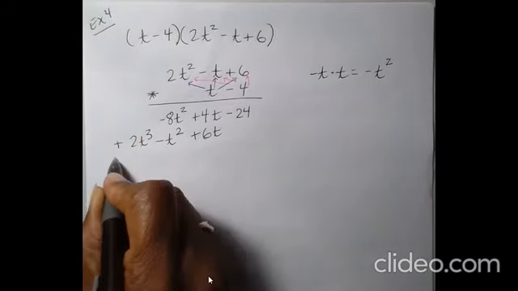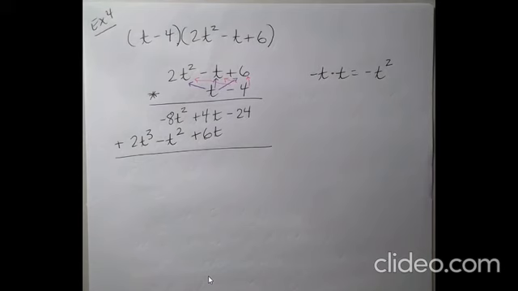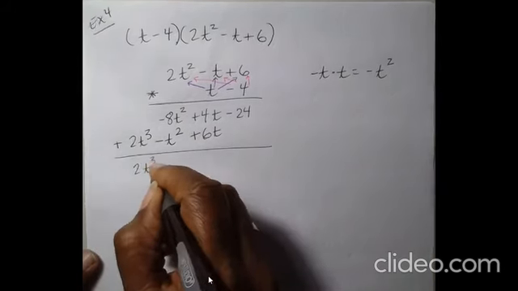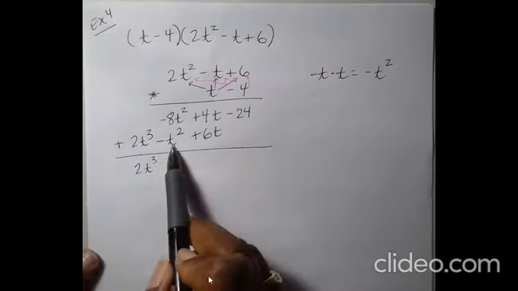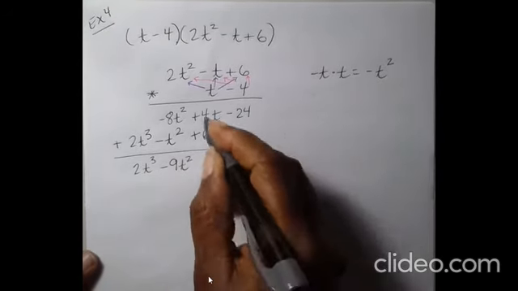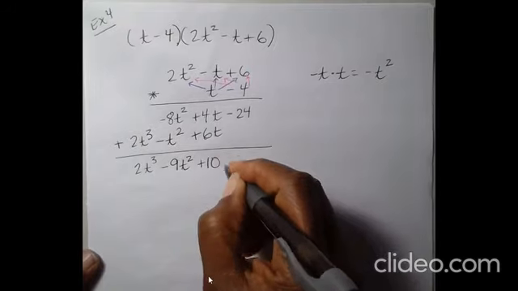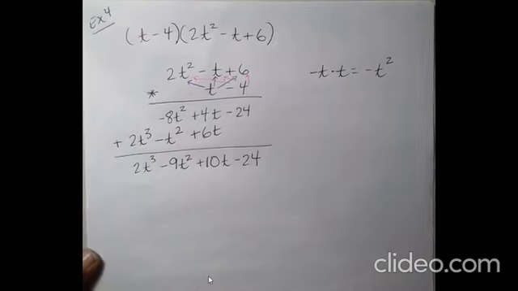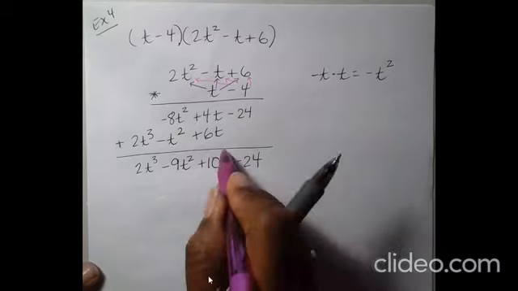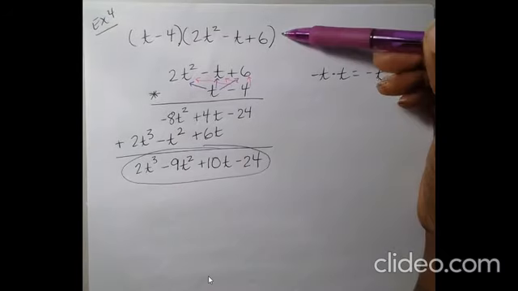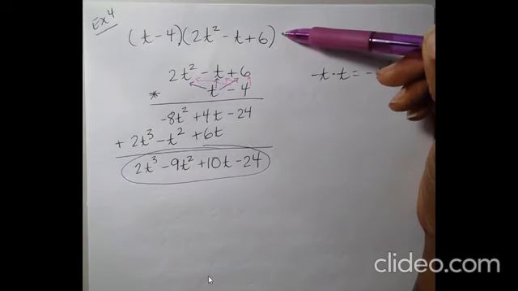We are adding these together now, just like we would in long multiplication. We've got 2t cubed. We can start from the left. Negative 8t squared minus t squared is negative 9t squared. 4t plus 6t is 10t and minus 24. This is our solution to the multiplication of these polynomials.